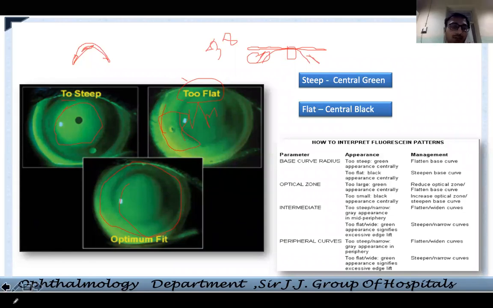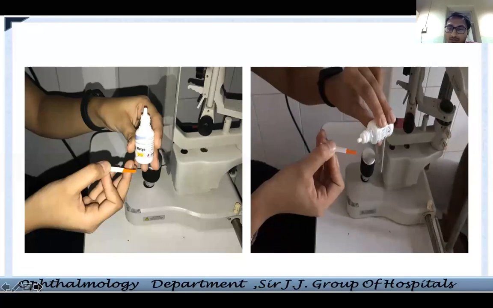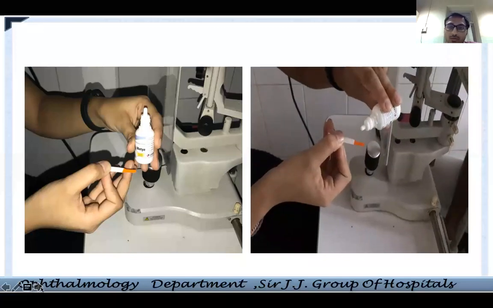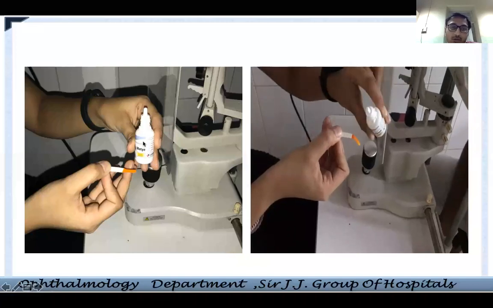Understand the physiology and the mechanism behind it, then you will be able to know what kind of contact lens fitting the patient is actually using. What not to do in the staining is very important. I told you what is to be done, but what not to be done is also very important. Here you are using a tear substitute, which, like I told you, is not ideal.